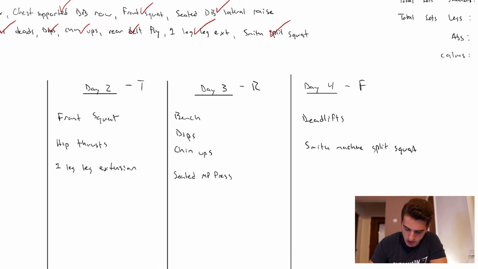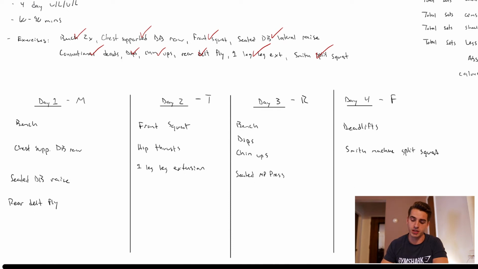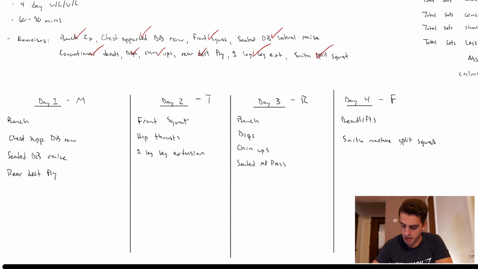So that looks good to me. We got bench and then dips. So we got some chest movements, chin ups that'll hit back, and then we've got shoulder movement. So then we just sort of need arms on that day. Same thing with Monday. So we got bench, chest supported dumbbell row, seated dumbbell raise, rear delt flies. So all we need to do is hit arms on those days. So we can just sort of move all of these exercises up. Cleaned it up a little bit.